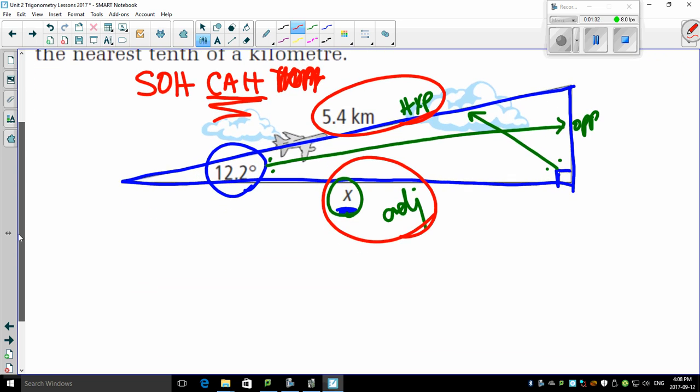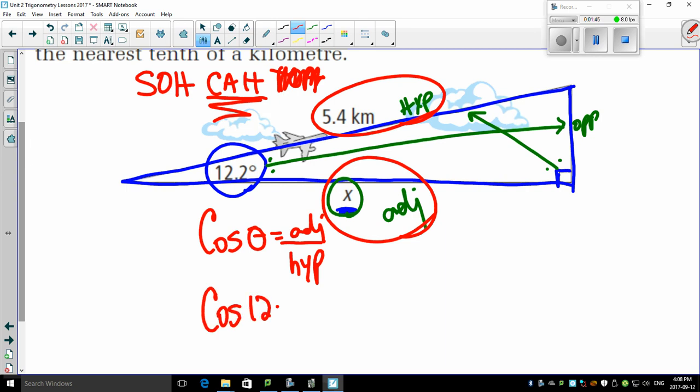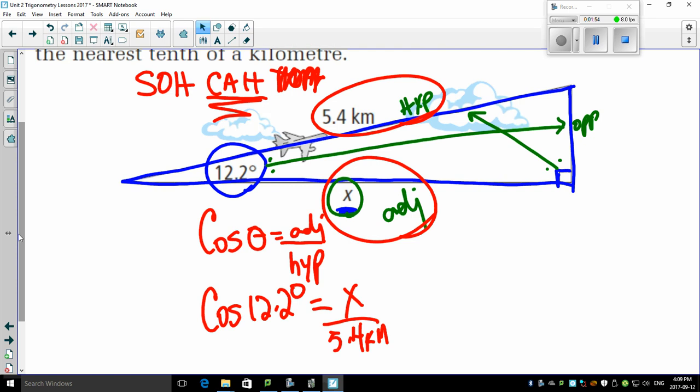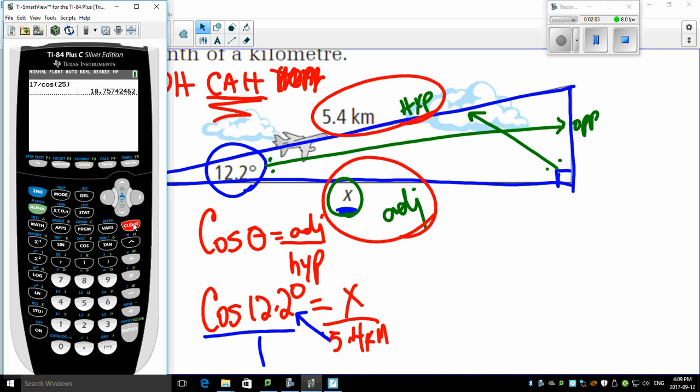All right, so here it goes. Cosine of the angle is adjacent over hypotenuse. The angle being 12.2 degrees. Beautiful. Adjacent being unknown, and your hypotenuse being 5.4 kilometers. All you have to do now, there it is, cross multiply, and you're done. That's how beautiful trigonometry is.